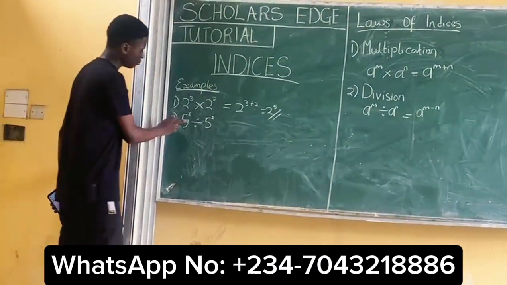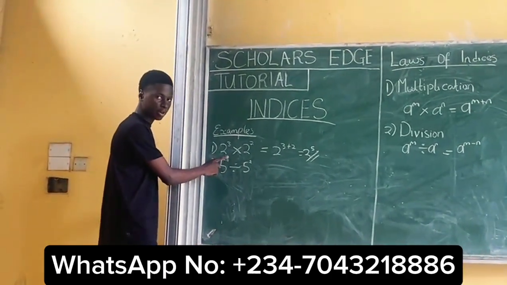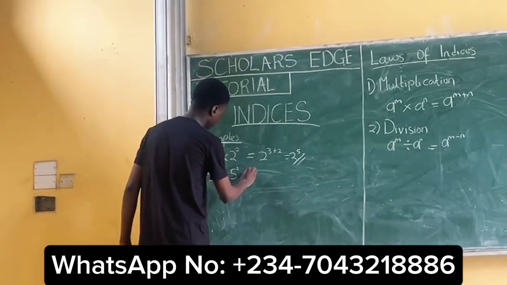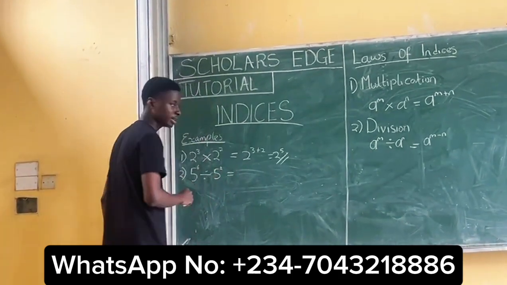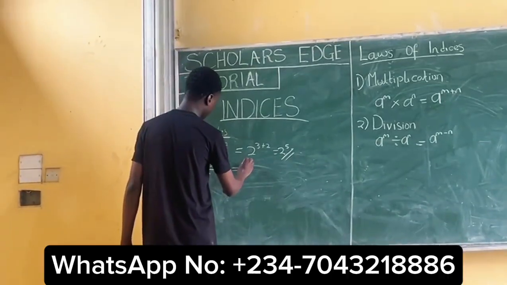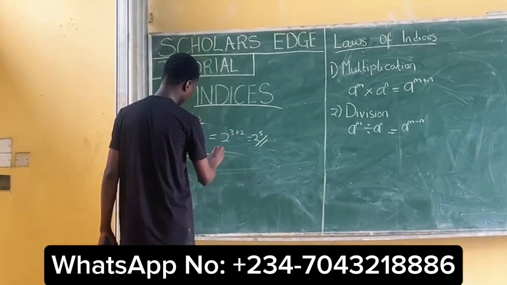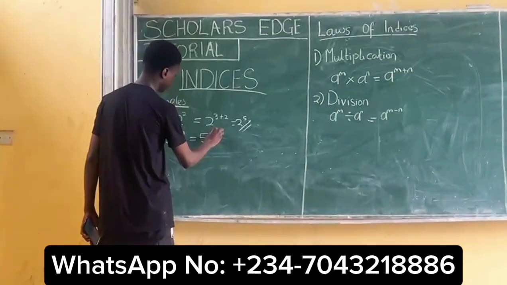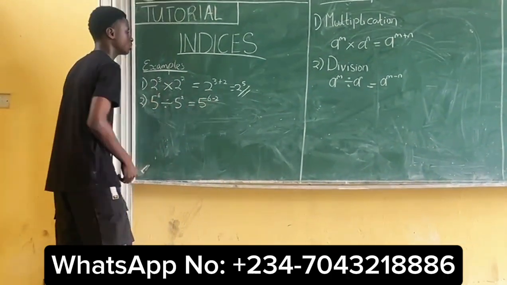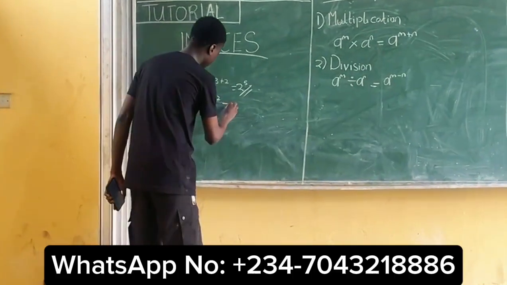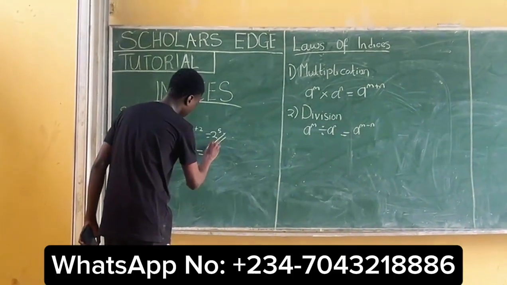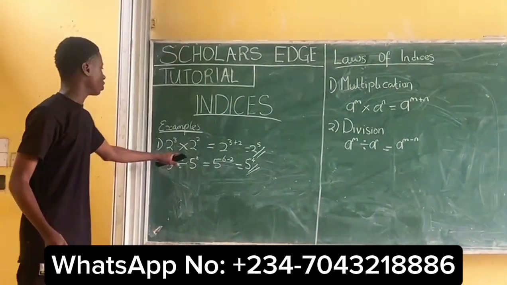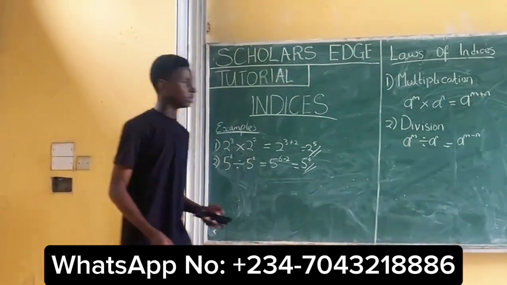So moving back to the second one, we have 5 to the power of 6 divided by 5 to the power of 2. Applying the same law, we pick one of the bases and we subtract the powers. So 6 minus 2, we have 4, and this gives us 5 to the power of 4. So this is for the multiplication law and division law of indices.